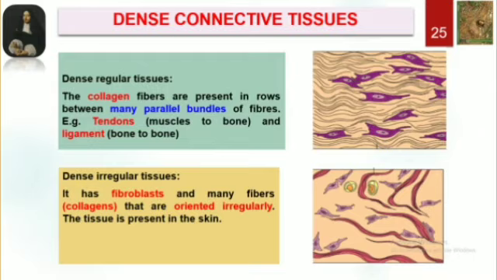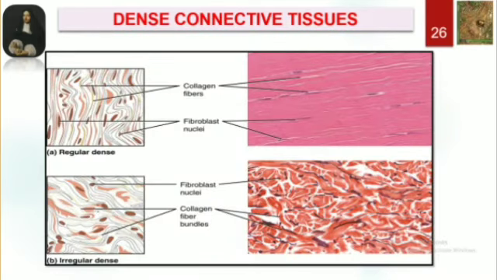Dense irregular tissues. Fibroblasts are scattered and many fibers, collagens, are oriented irregularly, therefore giving an irregular appearance. So fibroblasts are scattered and many fibers are also oriented irregularly, right? This tissue is also present beneath the skin. You can see the regular and irregular pattern of collagen fibers.